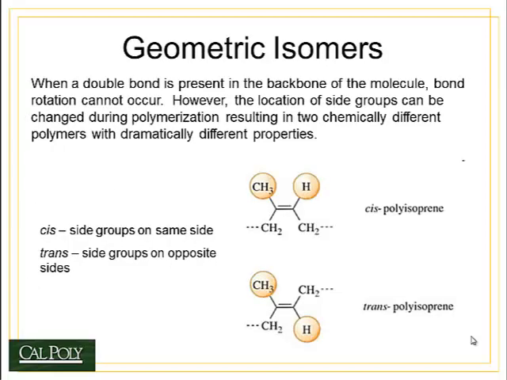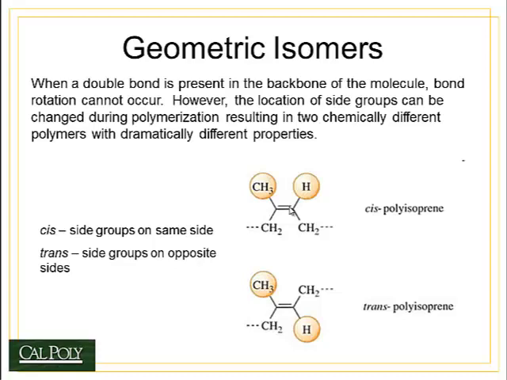Then there's the issue of what are called geometric isomers. Geometric isomers have to do with which side of the molecule the side group happens to be on. So for example, imagine a polyisoprene molecule where you have a methyl group sticking off the side. In this case, the CH3 and the hydrogen side group are on the same side of the double bond. That indicates that it would be a cis polyisoprene molecule.